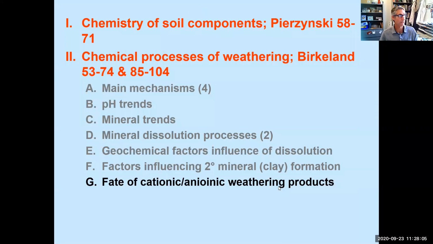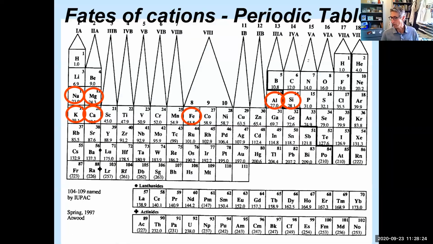So let us move onward now. So now we're going to talk about some factors that we can look at to understand the fate of our cationic and anionic weathering products. Our main cationic weathering products are the ones that you see circled there: sodium, potassium, magnesium, calcium, iron, aluminum, and silicon.